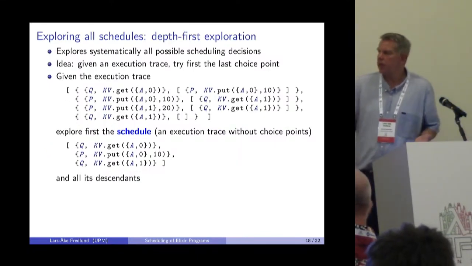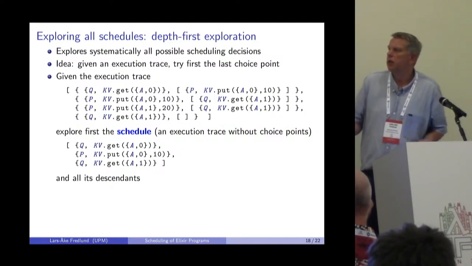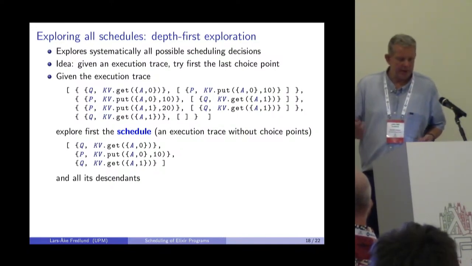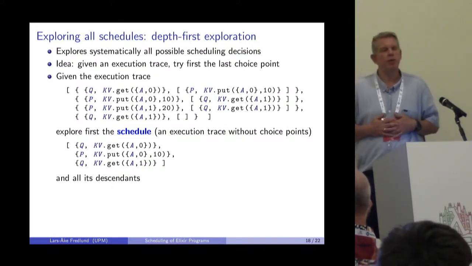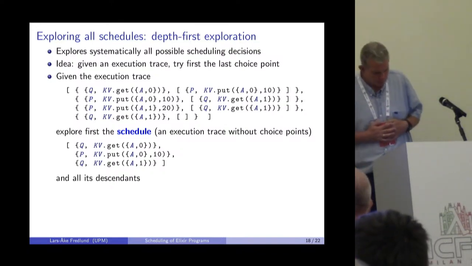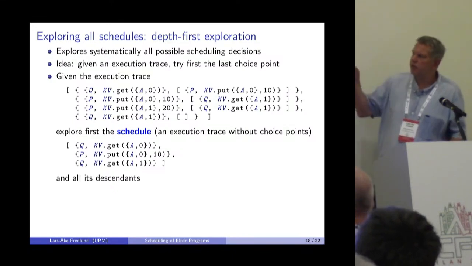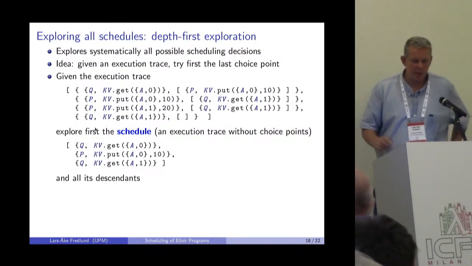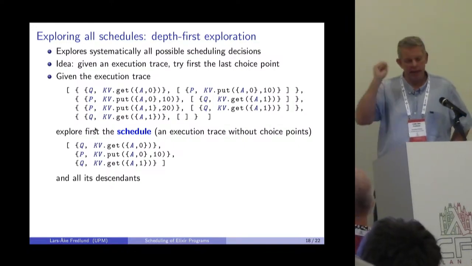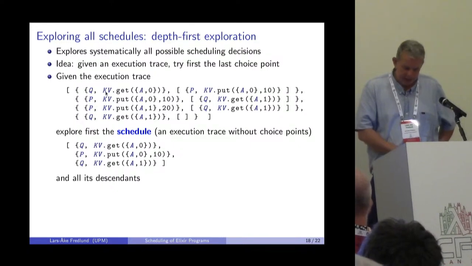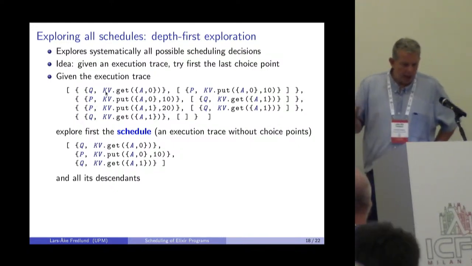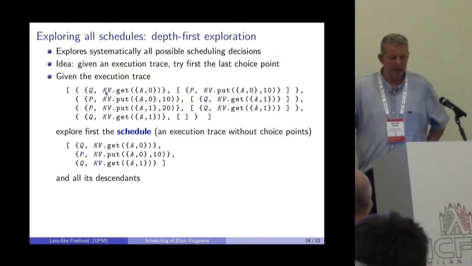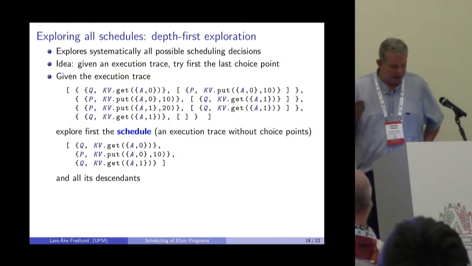Well, exploring all schedules is a really classical depth-first exploration, for those who are familiar with this term. The basic idea is we just run the program once. We have run the naive example here once, and we get back this execution trace full of detail. And now we want to continue, right? We want to vary this behavior. We want to find new behavior. How do we do that?